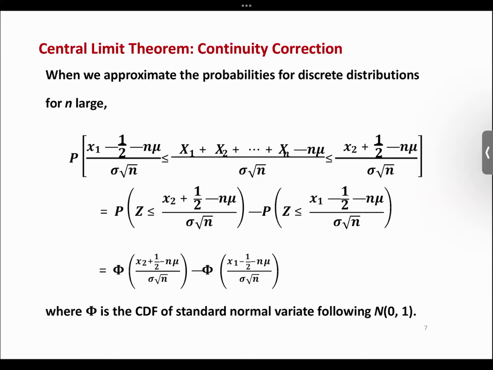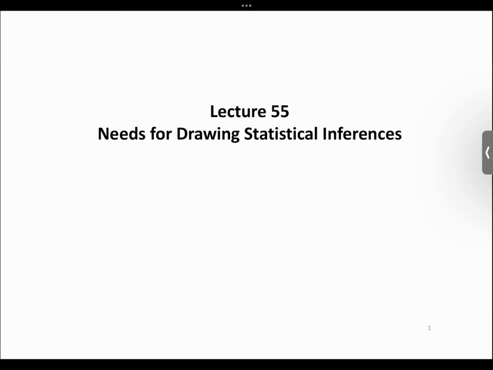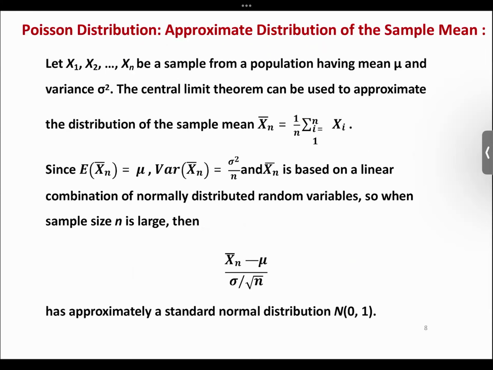And when you apply it to a discrete distribution, like Bernoulli or binomial or Poisson distribution, you still use the continuity correction. So you'll have x bar n plus half, which is 0.5, minus n mu by sigma root n. So you'll have this continuity correction here as well. That was all about the central limit theorem, how you can approximate multiple random numbers following separate distributions as a normal distribution.